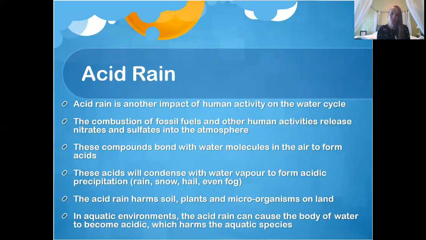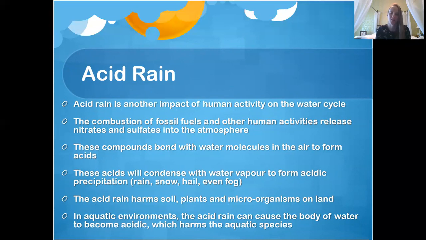Acid rain is also an impact of human activity on the water cycle. Essentially, the combustion of fossil fuels releases sulfates and nitrates into the atmosphere. Both sulfates and nitrates can bond with water molecules to form nitric acid and sulfuric acid, which then falls in the form of precipitation back to Earth.